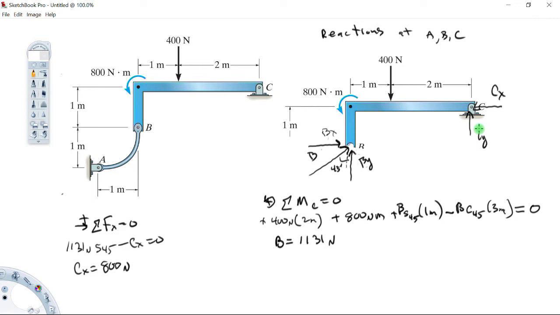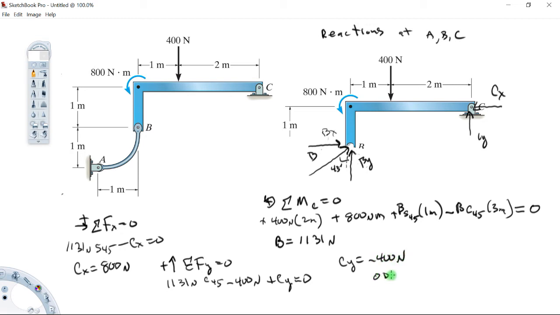Cy we can get several different ways, a force or moment equation. I'll write another force equation. Sum of all forces in the y direction equals 0. I'll keep the standard up positive. So that's going to be plus By, which is adjacent to this 45-degree angle, so that is 1,131 newtons times the cosine of 45 degrees for By, minus 400 newtons for this external load here, plus Cy equals 0. So Cy is going to be 400 newtons minus 1131 cosine 45. Negative 400 newtons. Minus sign just means opposite direction shown.